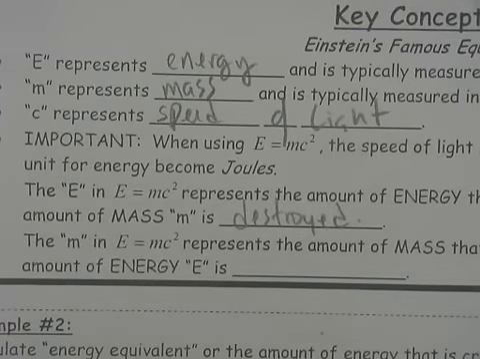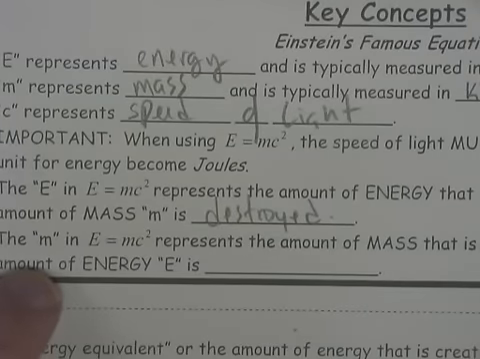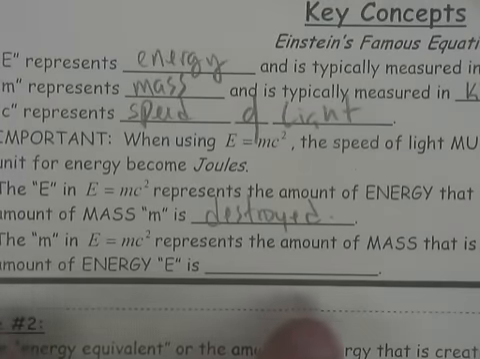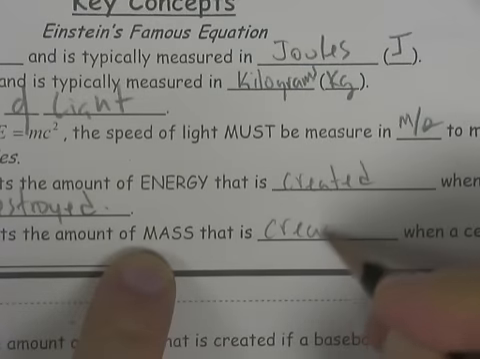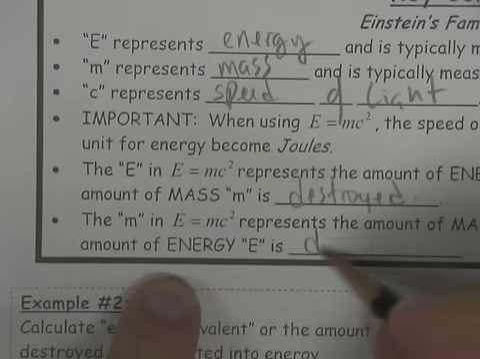So that equation can be used to calculate how much energy is created when you destroy mass, and it actually can be used to go the other way. You can use it to determine how much mass is created when you destroy a certain amount of energy. So here's the next bullet point. The mass in E equals mc squared represents the amount of mass that is created when a certain amount of energy is destroyed.